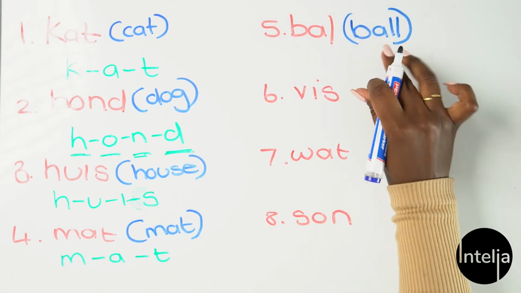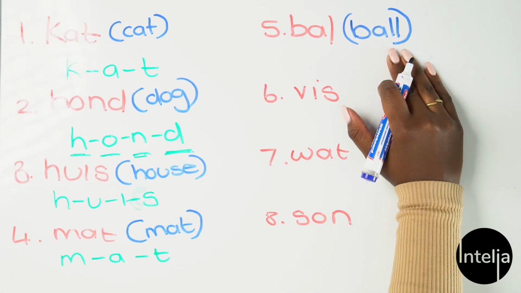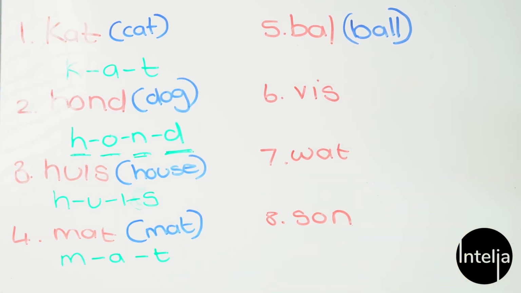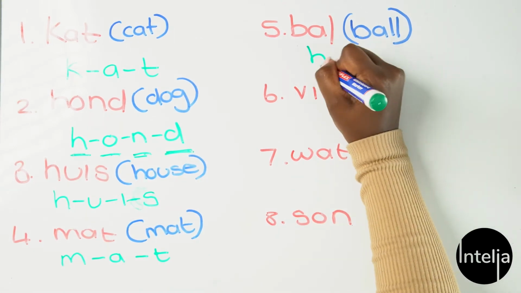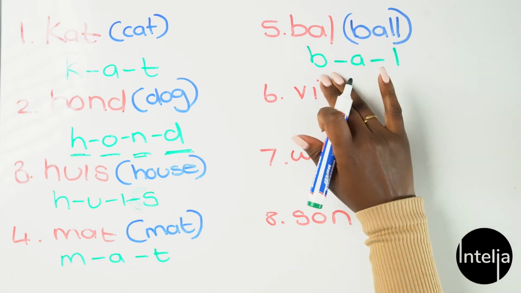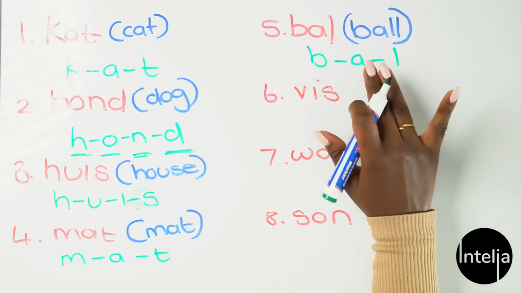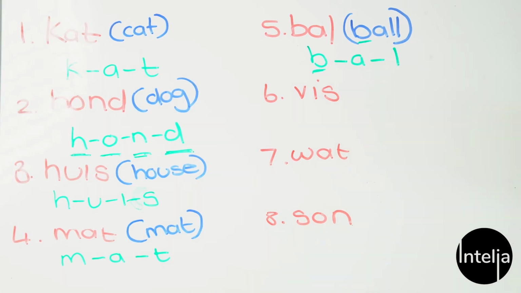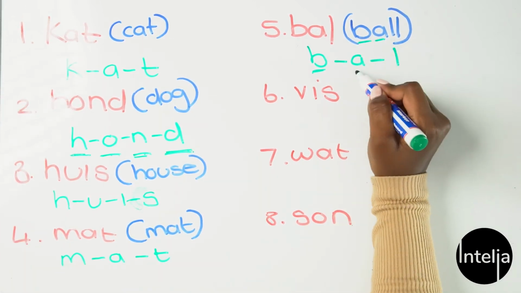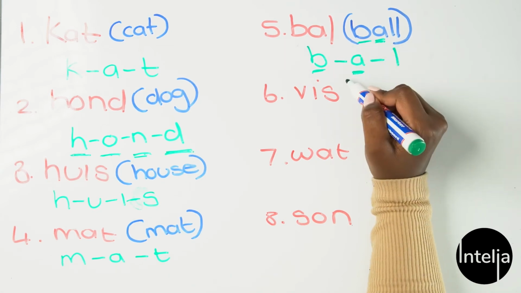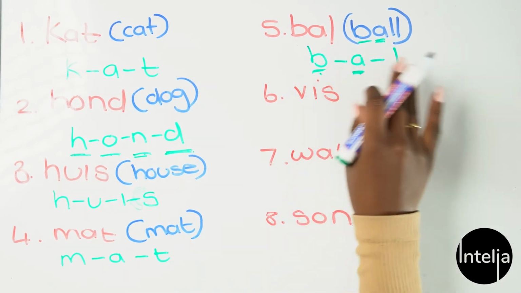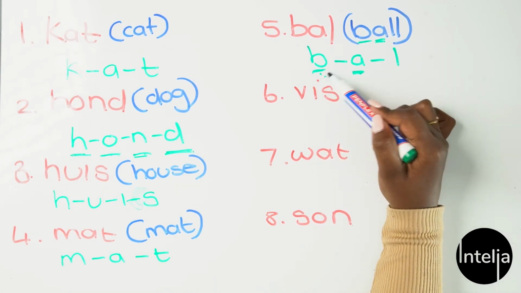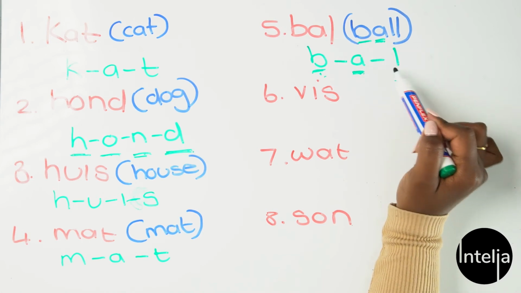Spelled the same, the only difference is ball has two L's and bal has one A, one L, and then of course the A sounds different. So that is B, A, L. Bal. Do you see how B in English and Afrikaans sounds the same? But because A sounds different in Afrikaans than it does in English, it changes how B and A sound together. Bal, bal. Awesome. Ball and bal.